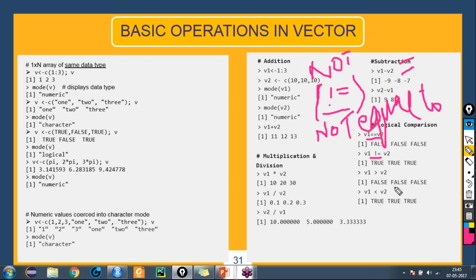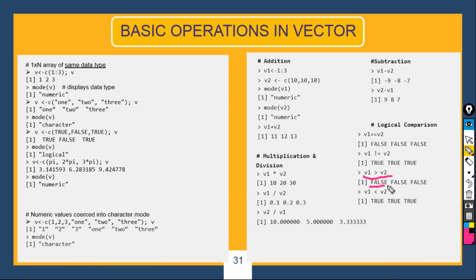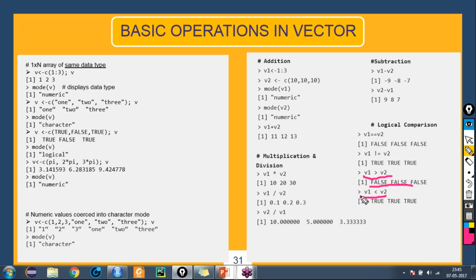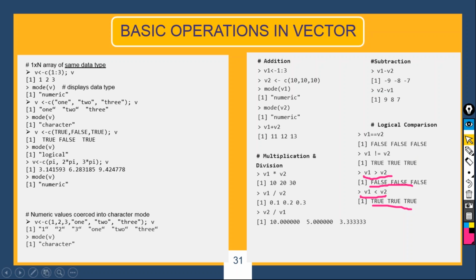This is saying, is V1 greater than V2? No, V1 is 1, 2, 3 and V2 is 10, 10, 10. So everything is false. Is V2 greater than V1? Definitely. V2 is 10, 10, 10 and V1 is 1, 2, 3. So every point is true. Fine. So these are the basic operations which do not need much attention, but at the same time, if you're starting from scratch, then definitely we need it.